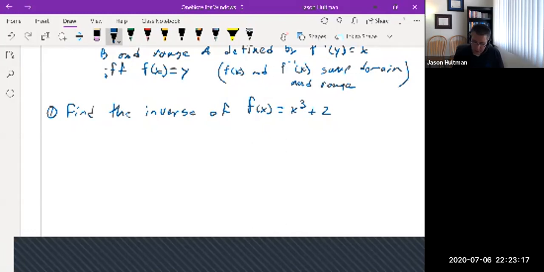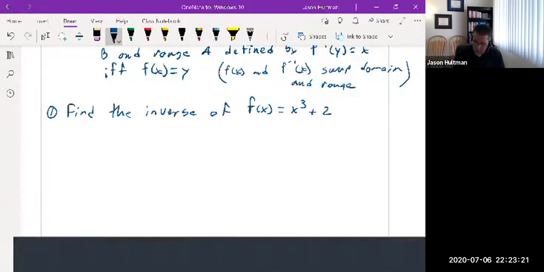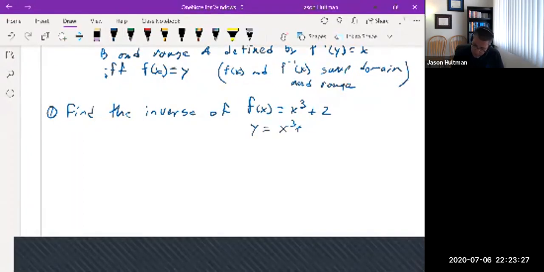Okay, so going back to algebra, how do we find the inverse of this function? Well, we switch the domain and range. I'm going to write this as y equals x cubed plus 2. Okay, and then what I'm going to do is swap the domain and range.